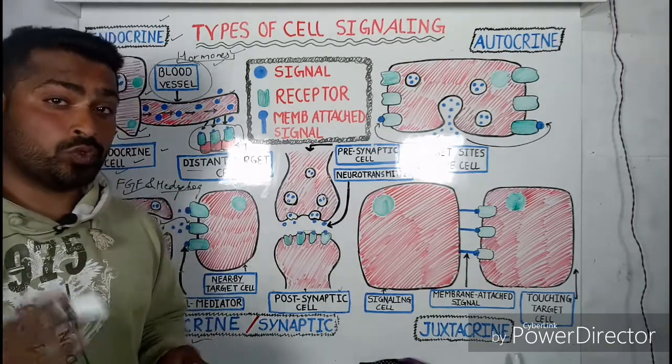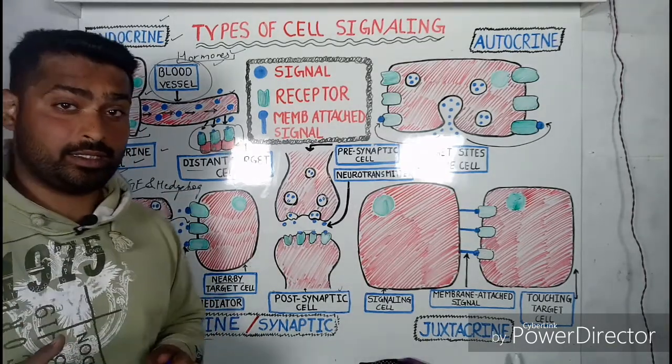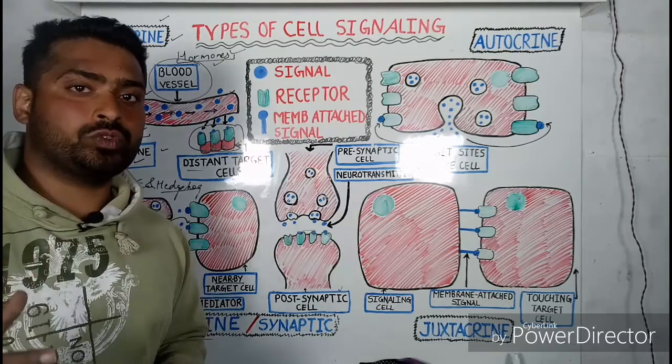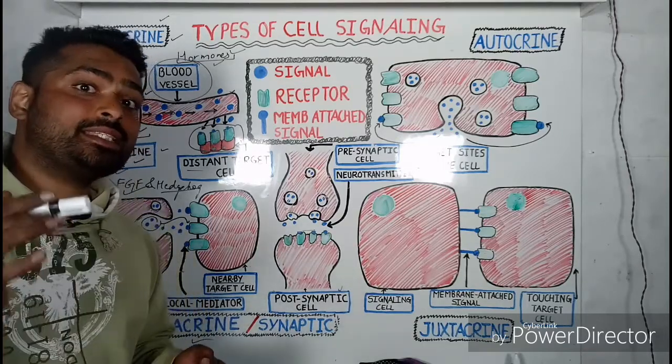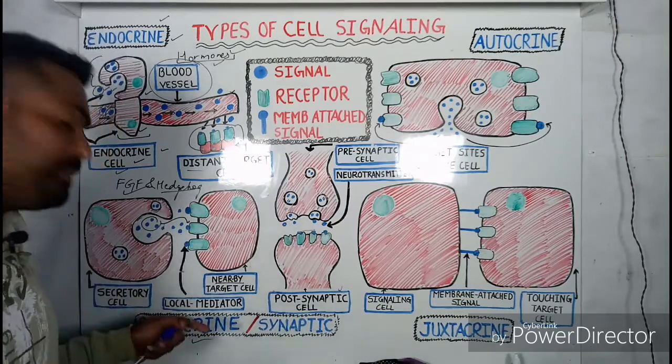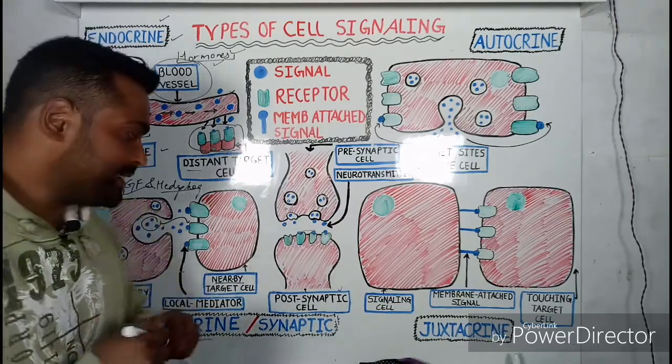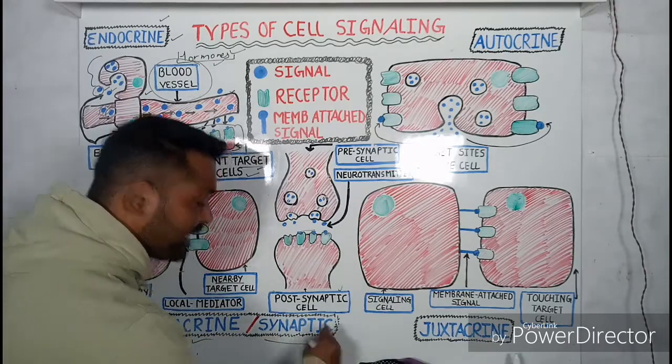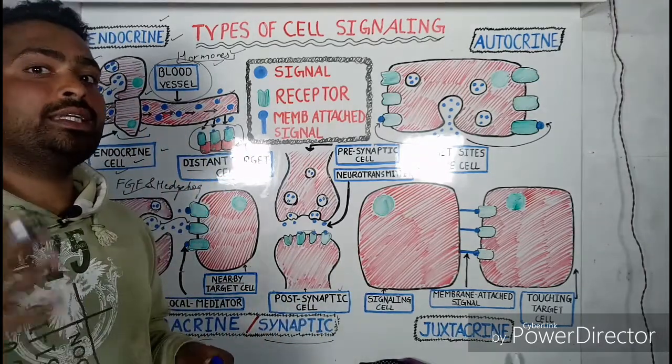Now there is something more to know about paracrine signaling. You have heard about neurons or the nerve cells. These nerve cells also possess the same kind of signaling, that is paracrine signaling. But here it is referred to as synaptic or neuronal signaling.